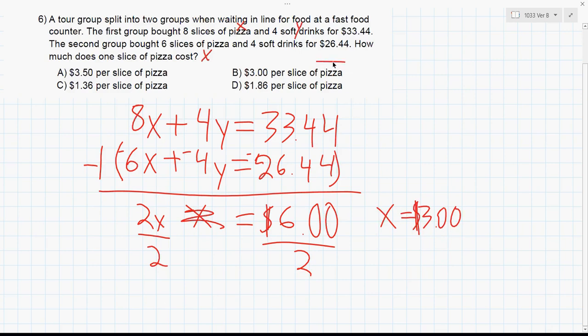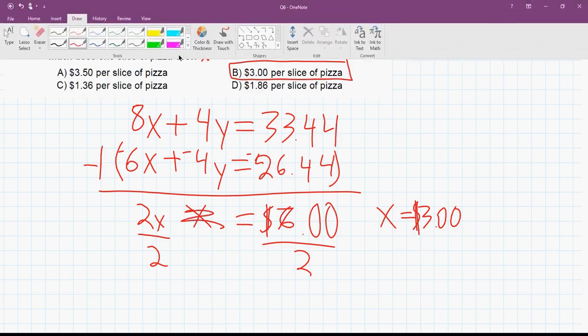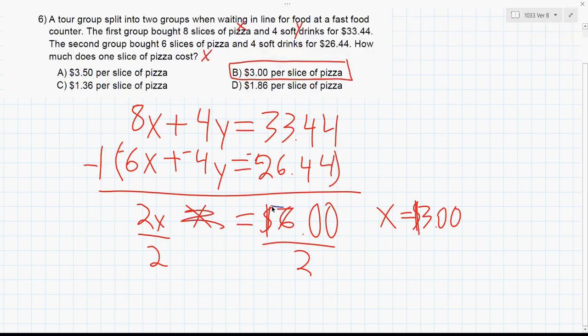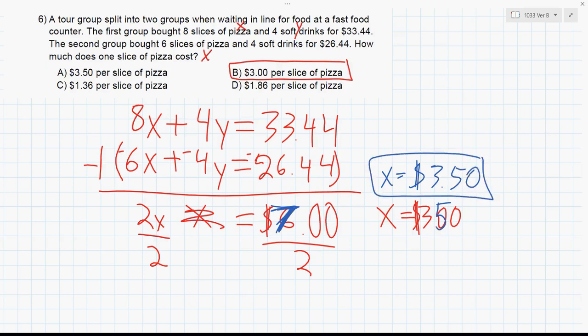So our pizza slice is going to be answer B, because that is our $3 option. I rushed my numbers there. It's actually going to be 7 here. I'm going to put that in a different color just so we can do that real quick. This is actually $7, not $6, which means when we do it by that, we're going to add an extra 50 cents on there. So that means that x will equal $3.50. And that is actually going to be the answer A.